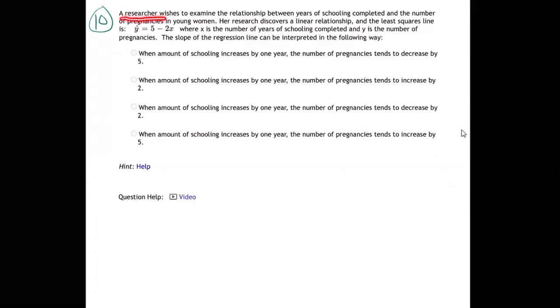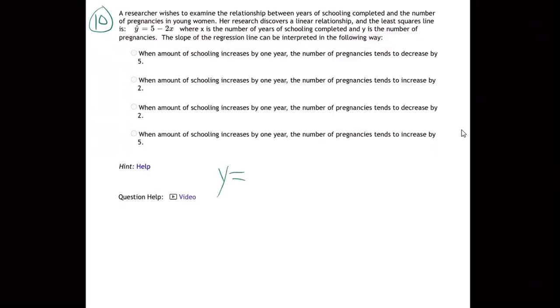Okay, a researcher wishes to examine the relationship between years of schooling completed and the number of pregnancies in young women. Her research discovers a linear relationship, and the least squares line, that's the linear line that fits the data. You know, if you do a graph and you get a bunch of dots and you fit a line through, that's called the least squares line, the line that fits through the dots. Here's the equation of the line, where X is the number of years of schooling completed and Y is the number of pregnancies. The slope of the regression line can be interpreted in the following way.